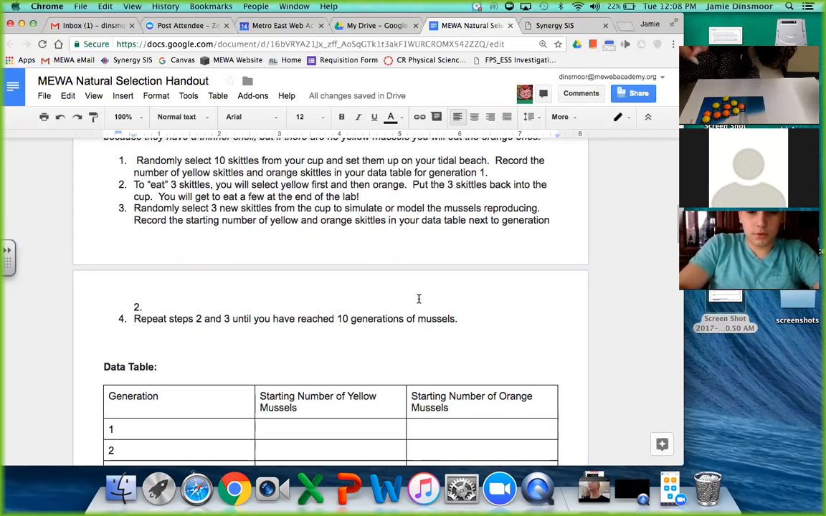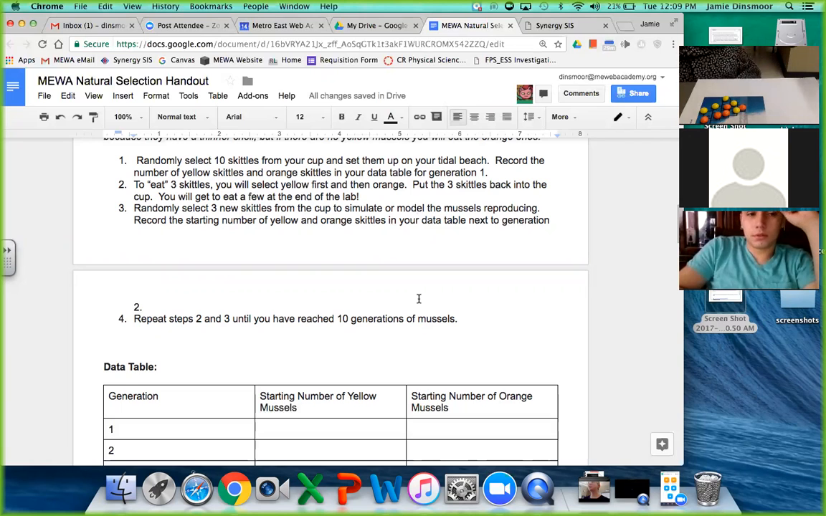Okay, so now I'm gonna eat them. So I pick 3. Oh, whoops, not the orange ones. I'm breaking the rules here. I prefer the yellow, so I'm eating 3 yellow. They're going back in. My mussels reproduced. Record speed, I'm gonna randomly select 3 more. Oh, I got 3 yellows. I'm dead. I'm plopping them back on. All right, again, I'm starting with 5 yellow, 5 orange for generation 2.